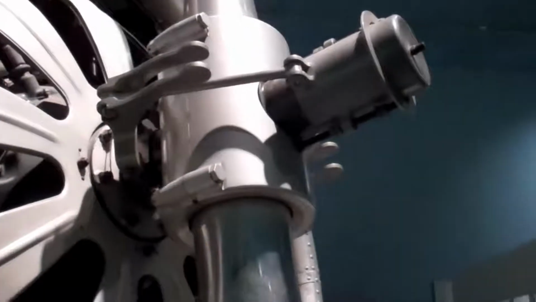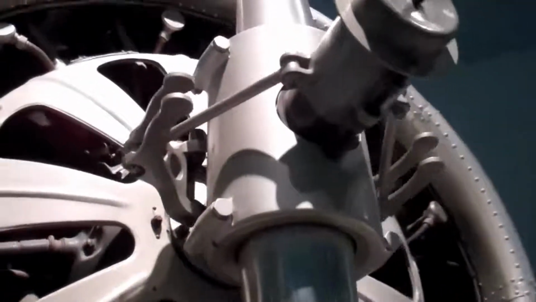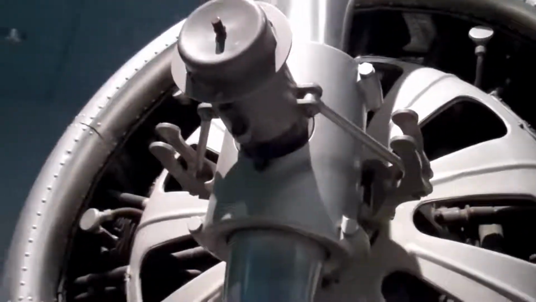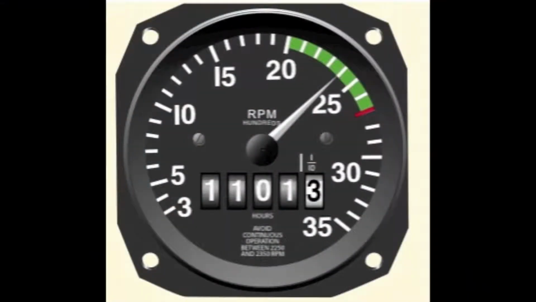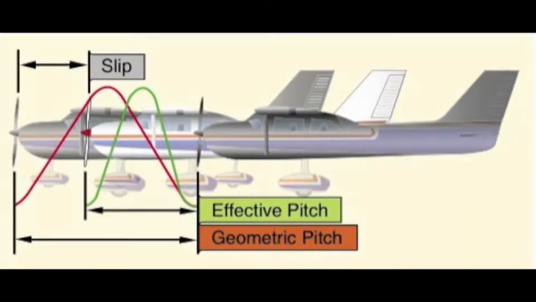Why the constant speed prop? As a review from Part 1, the constant speed prop is a device which allows us to efficiently convert power from the engine into thrust. Remember, a constant speed propeller is attempting to keep the engine at a constant RPM by adjusting the blade angle and therefore the pitch of the propeller.